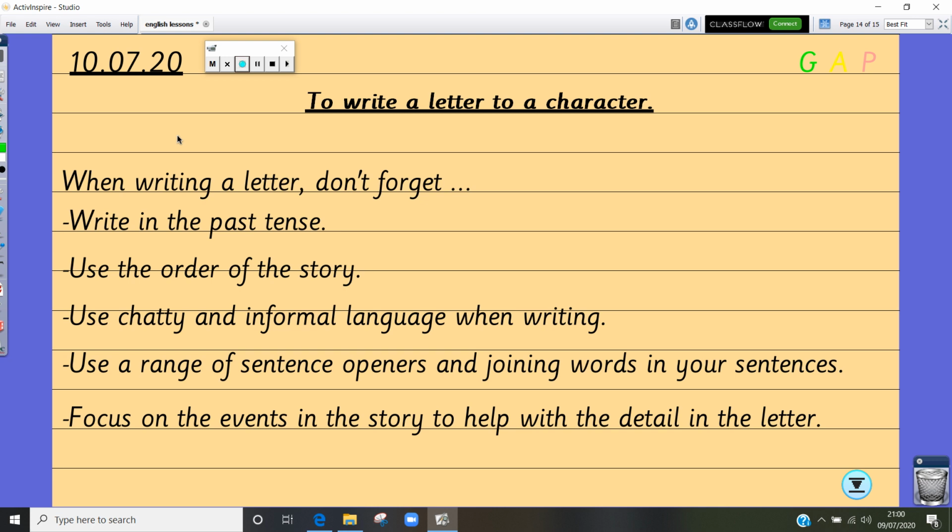Okay, Floyd is a character. He's also a little boy. So we can use chatty language and we can use informal language such as contracted form. So just remember that when you are writing it.